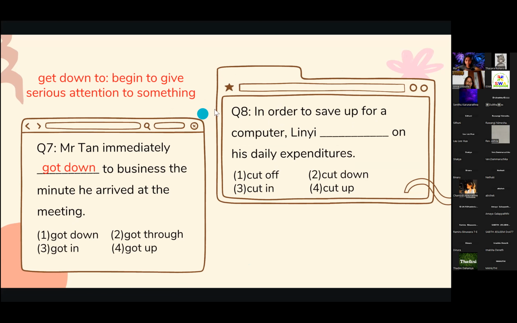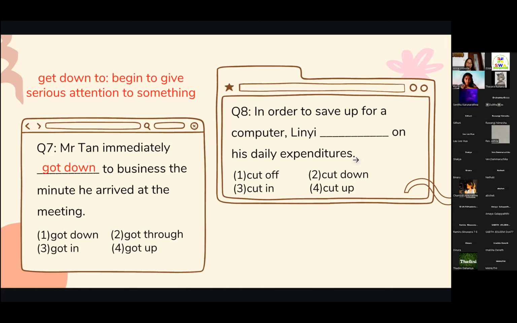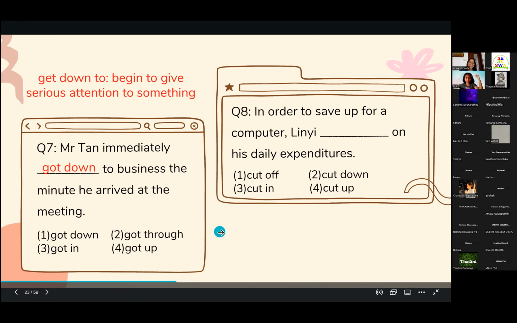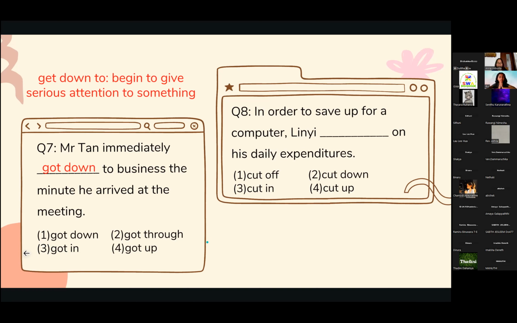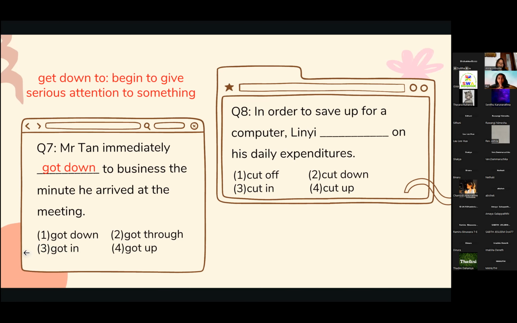Okay, question number 8. Okay, I'll try calling someone who never raised a hand. Is there a Manuti here? Hi, Manuti. Do you want to read? Actually, can you all turn on your cameras so that I can see your face? Okay, never mind. I'll just read this question instead. So in order to save up for a computer, Lin E blank on his daily expenditures. Yeah, you guys can type what you think is the answer.